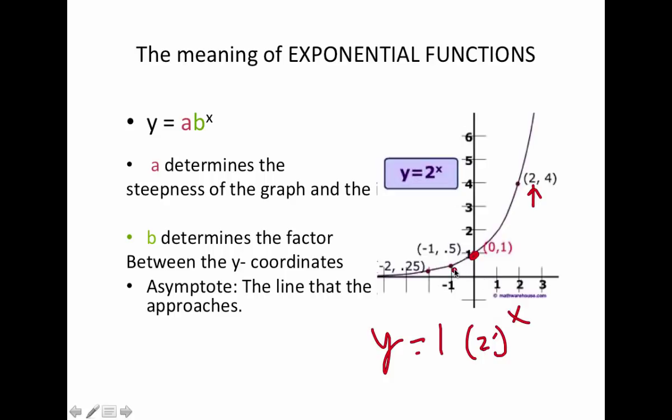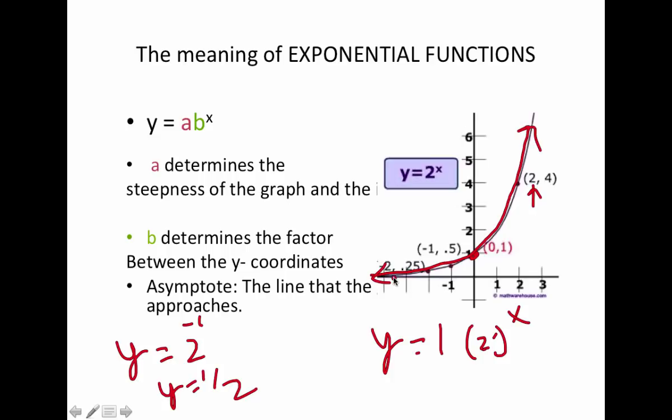So what happens over here? When we put in negative 1, y equals 2 to the negative 1. That's y equals 1/2. So we're heading down, and then negative 2. 2 to the negative 2, that's 1 over 2 squared, that's 1/4. So we're going to have an asymptote at y equals 0, and then we go up exponentially, looks like exponential growth. But we'll never cross over into that negative line.